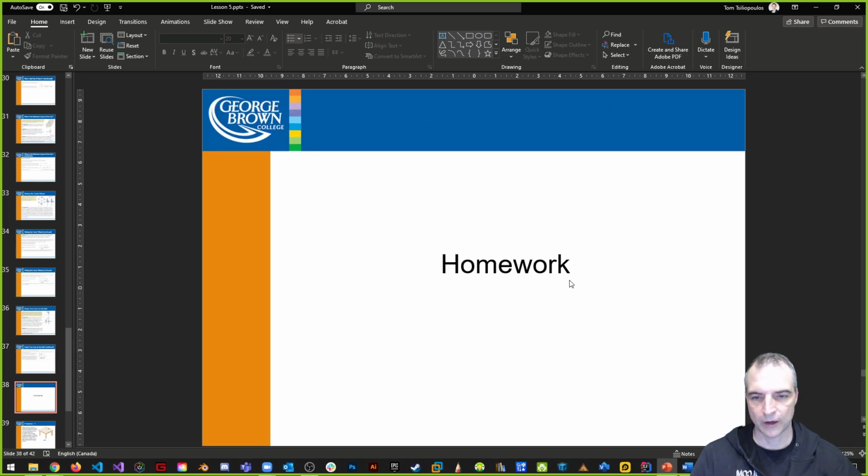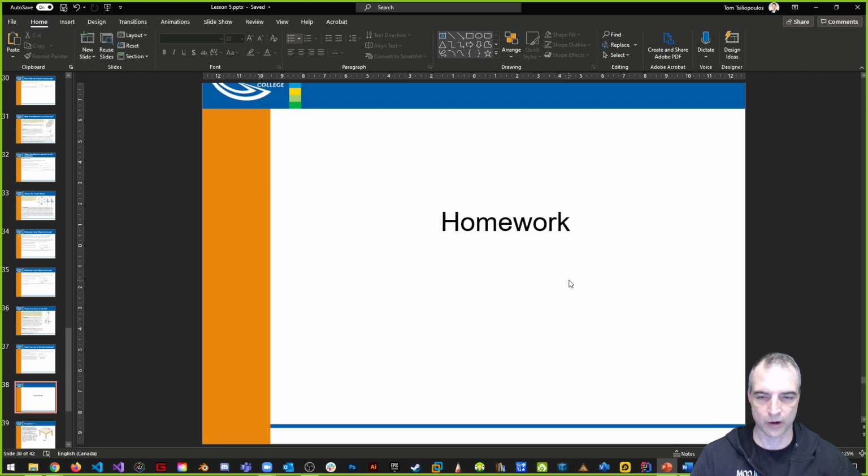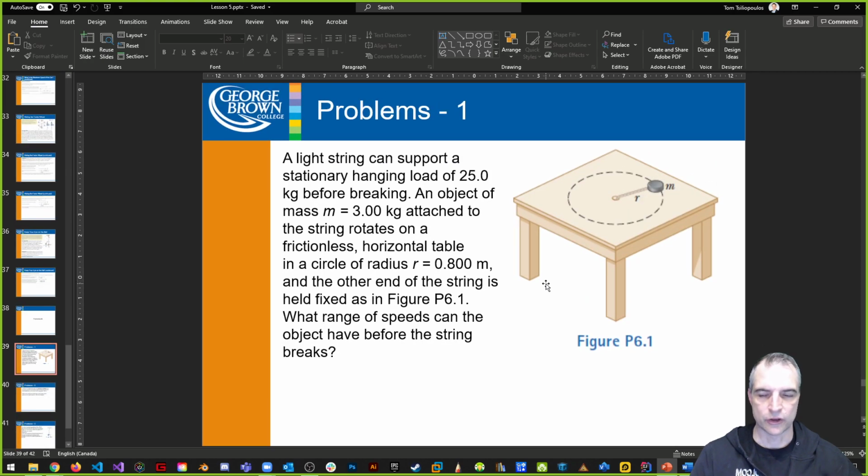Here's some homework for you, for the next time. You will get a problem that might look like this, with different numbers. A light string can support a stationary hanging load of 25 kilograms before breaking. I'm giving you some properties of the string. 25 kilograms, what does that mean in terms of the force of tension? What's the force of tension that this string can support?